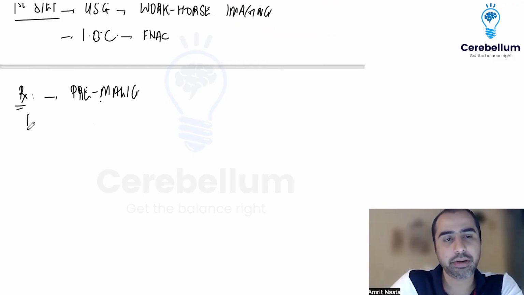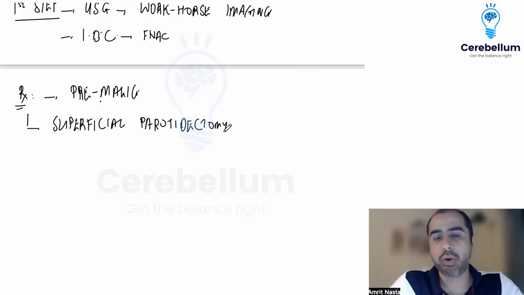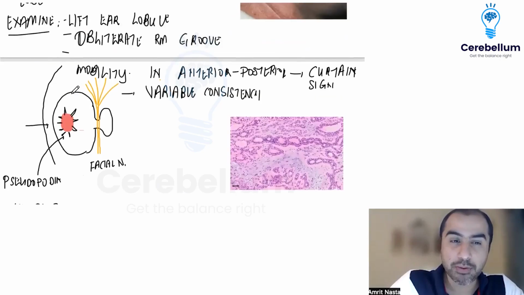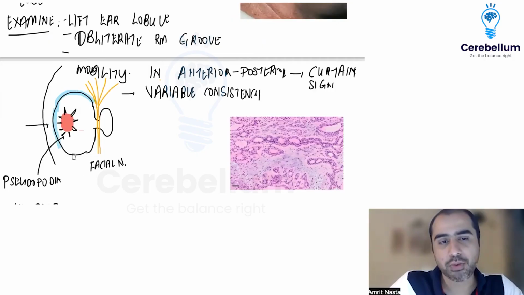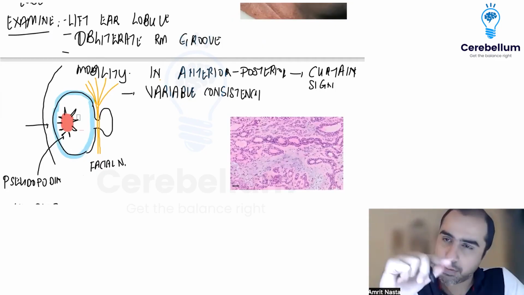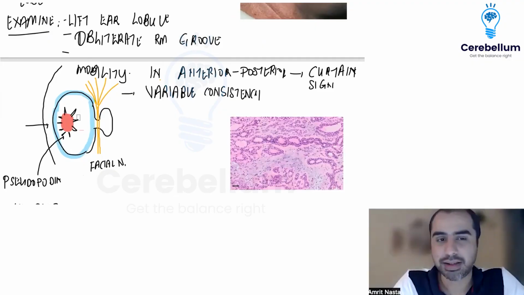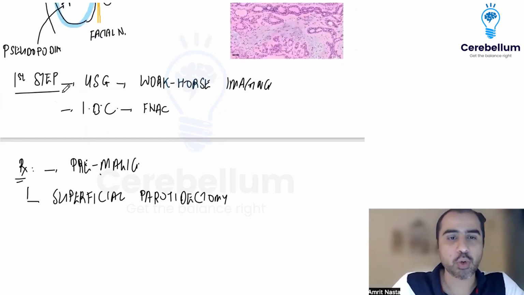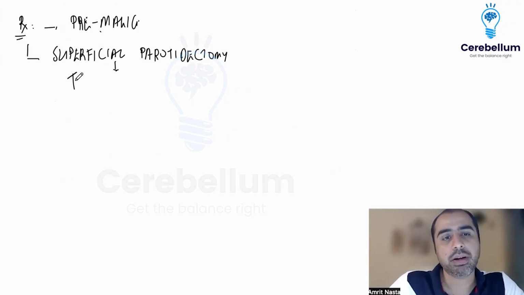And what is the treatment? The treatment is going to be what is called superficial parotidectomy. Means what? I will remove the full superficial lobe. The whole thing has to be removed. So you will be like, but sir, this is a benign tumor. Why should I remove the full superficial lobe? Why not just remove the tumor? That's because of the pseudopodia. If I just remove the tumor, there is a very high recurrence. So the treatment is going to be superficial parotidectomy to prevent recurrence.